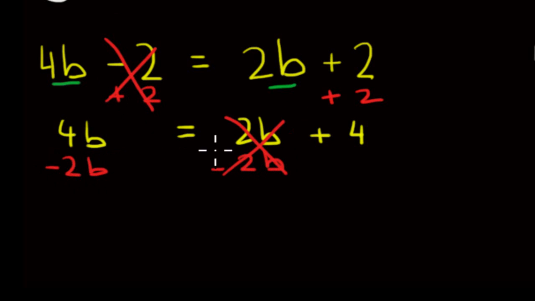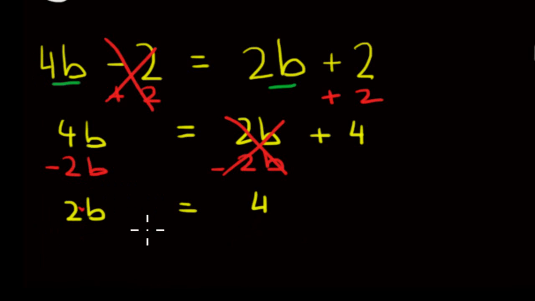And what we have left on the left-hand side is 4b minus 2b, which is just going to be 2b, right? And then on the right-hand side, we've left 4. And remember, there is a times between the 2 and the b. So times, don't see it as a times.